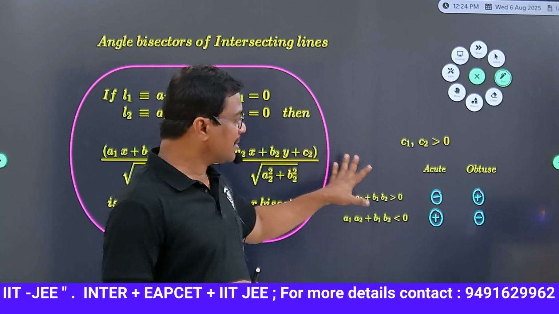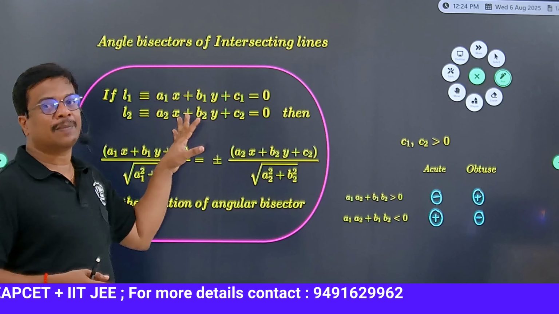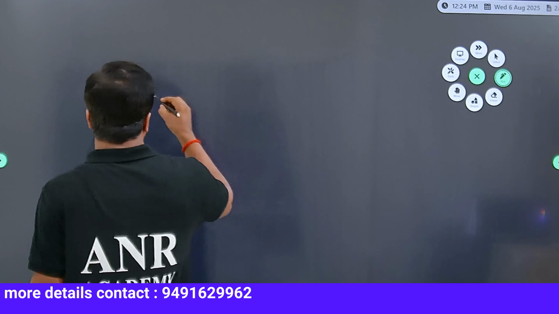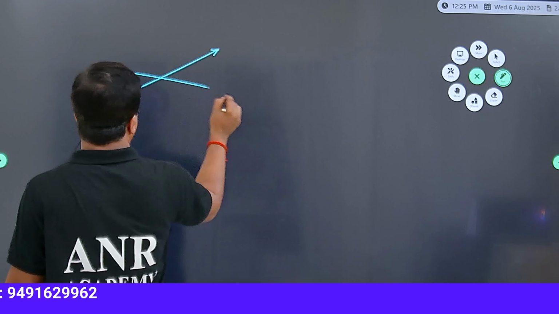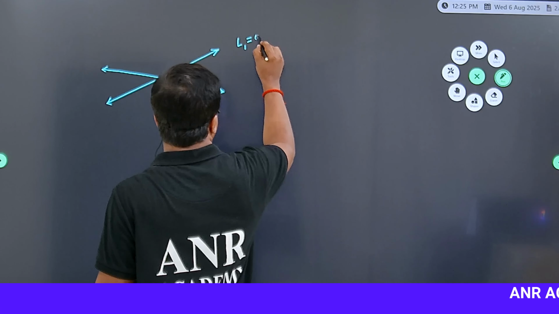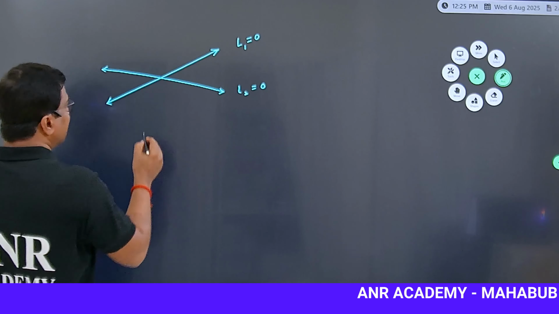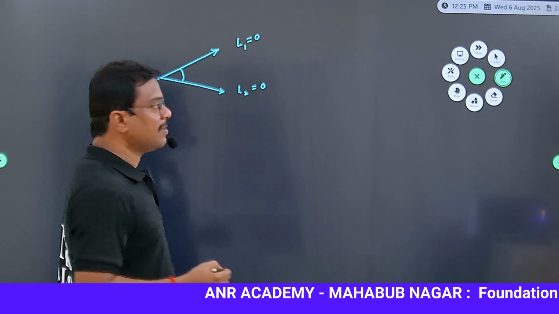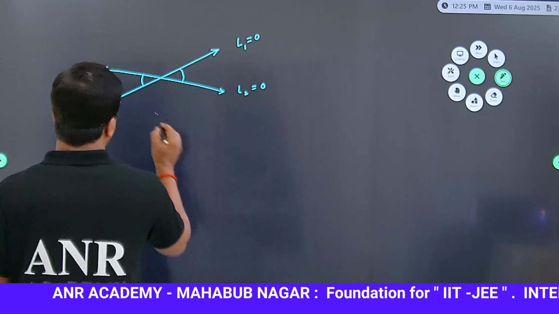Before going to discuss the signs, first our discussion about angular bisectors, the basic definition. Suppose that there are two intersecting lines, one is L1 and the other is L2. Suppose this is the first line and this is the second line, and there exist two angular bisectors. This is the acute angle between the lines, and there exists an acute angular bisector as well as an obtuse angular bisector.